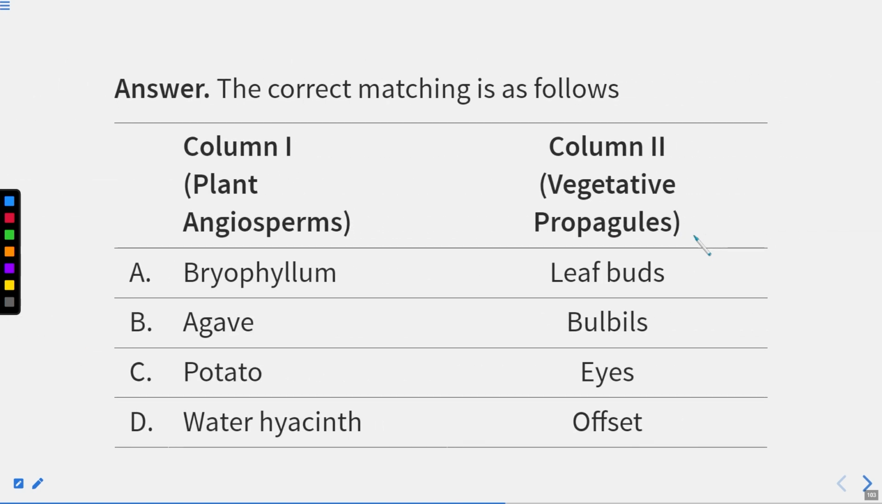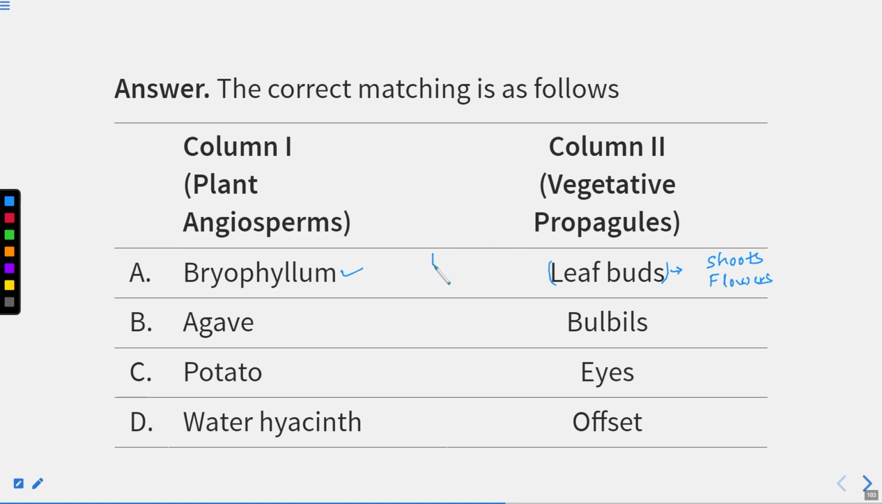So this is the answer here. Bryophyllum is a plant. The vegetative propagule present in Bryophyllum is a leaf bud. What is a leaf bud? Leaf buds are meristematic cells, or you can say meristematic tissues, present at the tip of the branch or shoot or in the axil of the leaf. And these leaf buds can develop into shoots or into flowers.